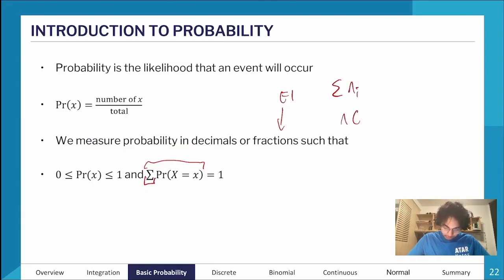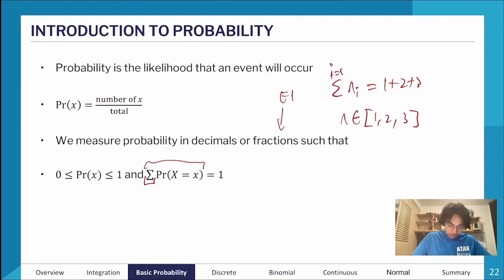So maybe the sum of n_i, where n is a set, starting from i equal to 1. Maybe n is a set of 1, 2, and 3. The notation is not entirely correct, but hopefully this will help you get the gist of it. You're just doing 1 plus 2 plus 3. You're just summing all the probabilities up, or summing all the values in that set.